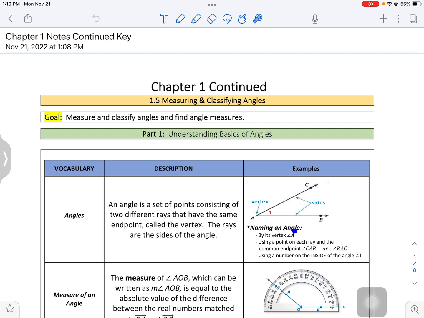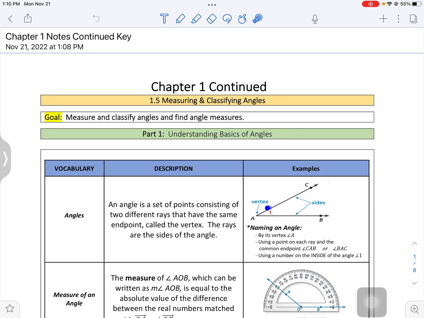So you can name an angle by its vertex. You can call it angle A. You could use a point on each ray and the common endpoint, so C to A to B, or B to A to C. So angle CAB, angle BAC. Notice that A is in the middle. A is the vertex and A has to be in the middle.